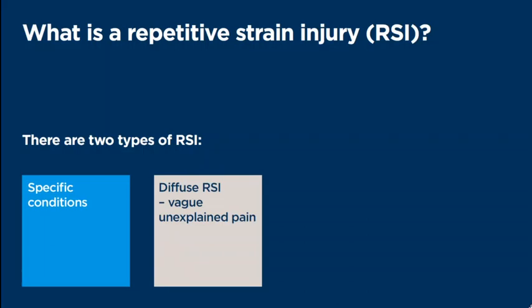So what is a repetitive strain injury? It can be divided as a group of injuries affecting muscles, tendons and nerves, primarily of the neck and upper limbs. It's an increasing problem due to the intensive use of computers and postural related problems due to the sedentary nature of many jobs today. It can be divided into two types: specific conditions like tennis elbow, carpal tunnel syndrome, or diffuse, where there's no obvious injury, but a vague cluster of symptoms.